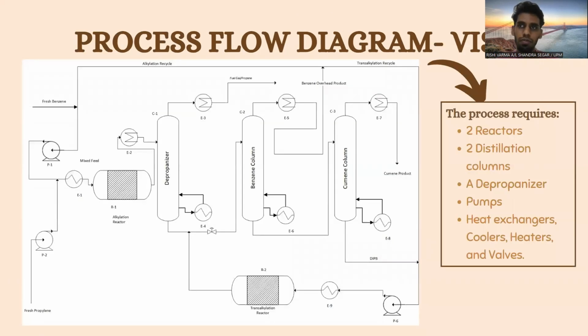So this is the process flow diagram for our plant design. The main units will be alkylation reactor R1, transalkylation reactor R2, and there will be 3 distillation columns, which are C1 depropanizer, C2 benzene column, and C3 cumene column. So this process requires 2 reactors, 3 distillation columns, a depropanizer, pumps, heat exchangers, coolers, heaters, and valves. So that's all from me.